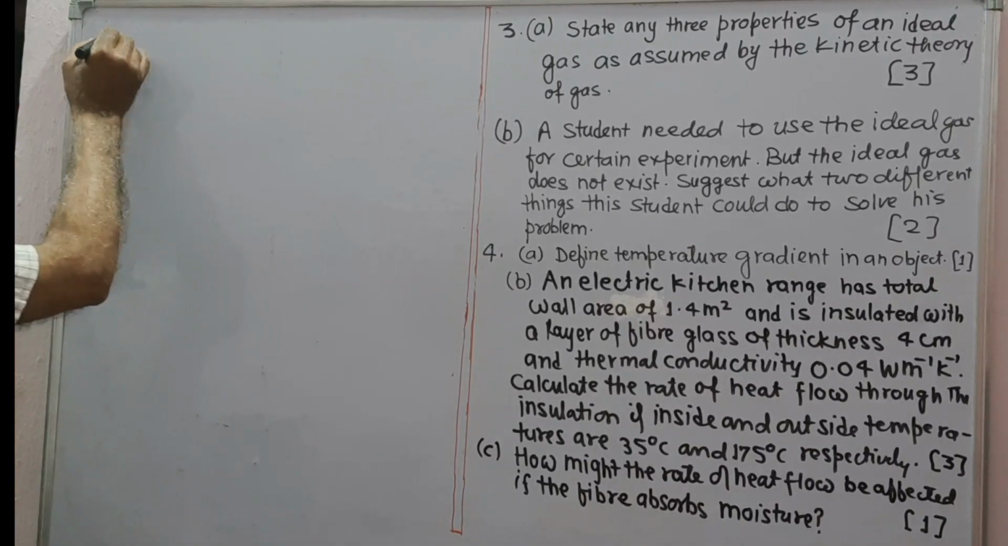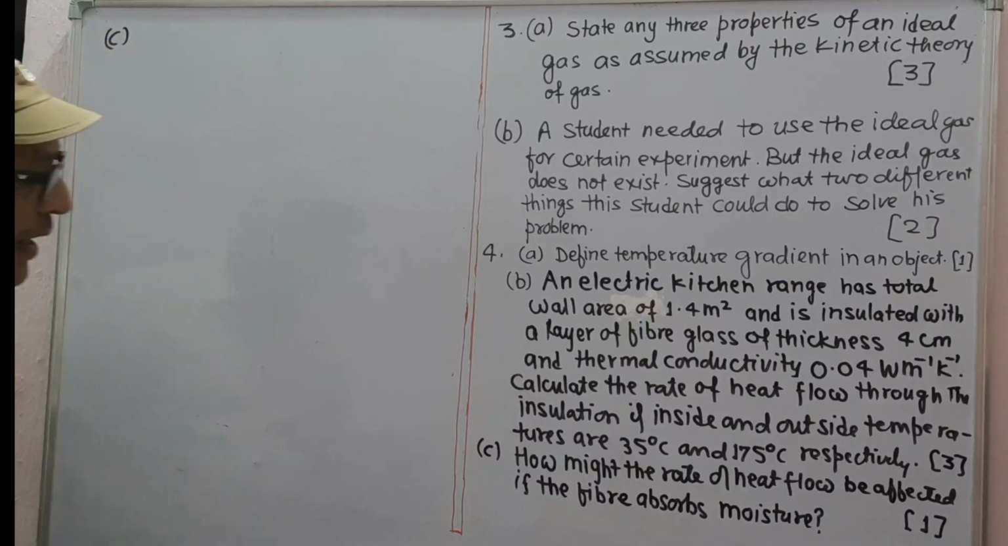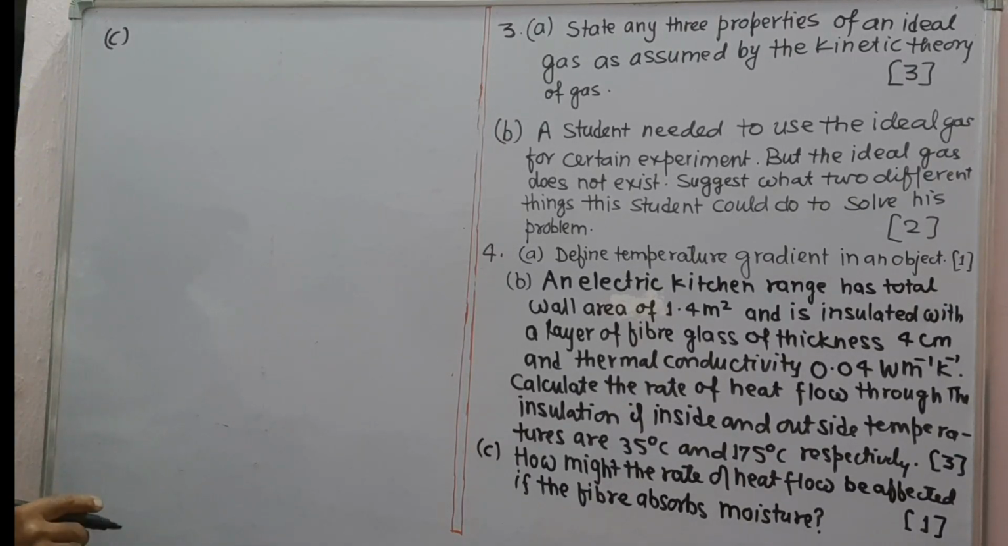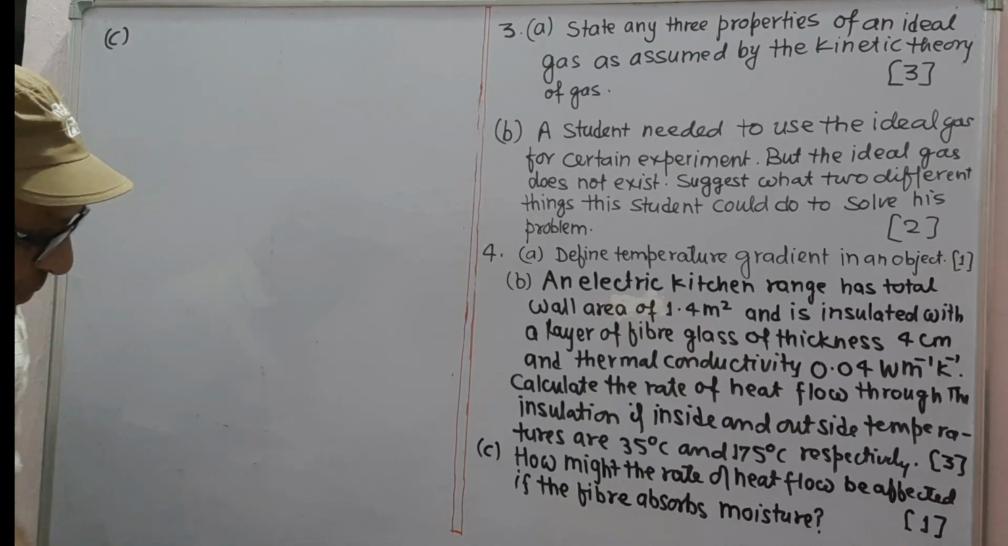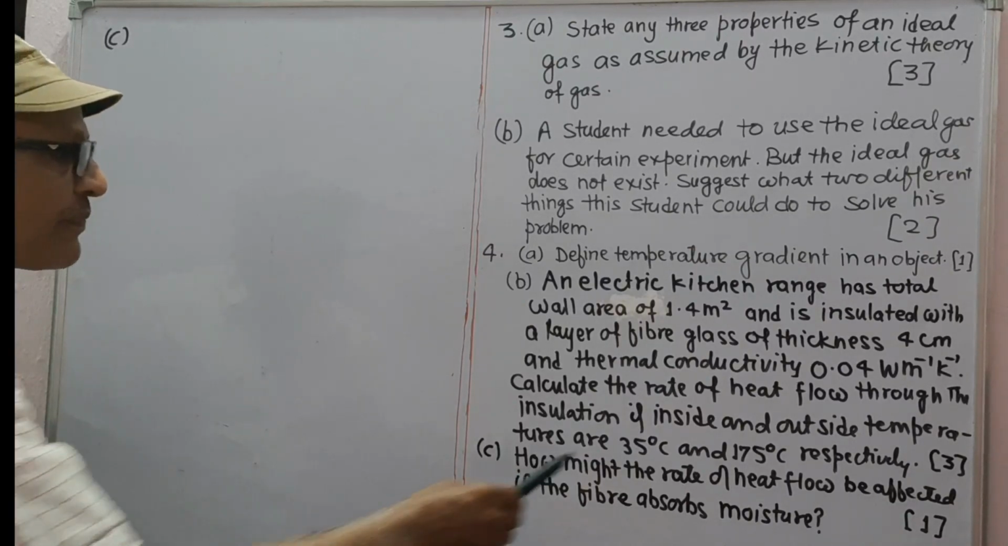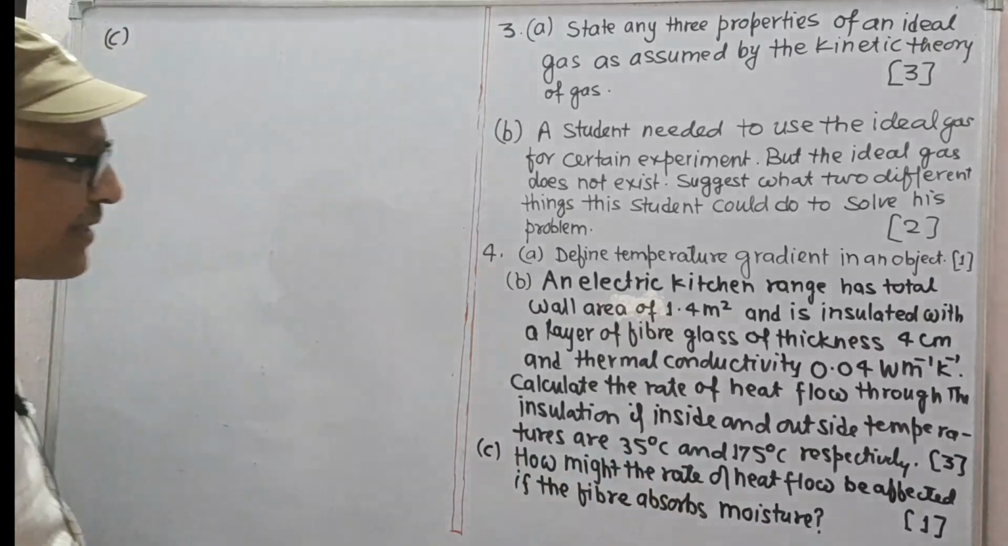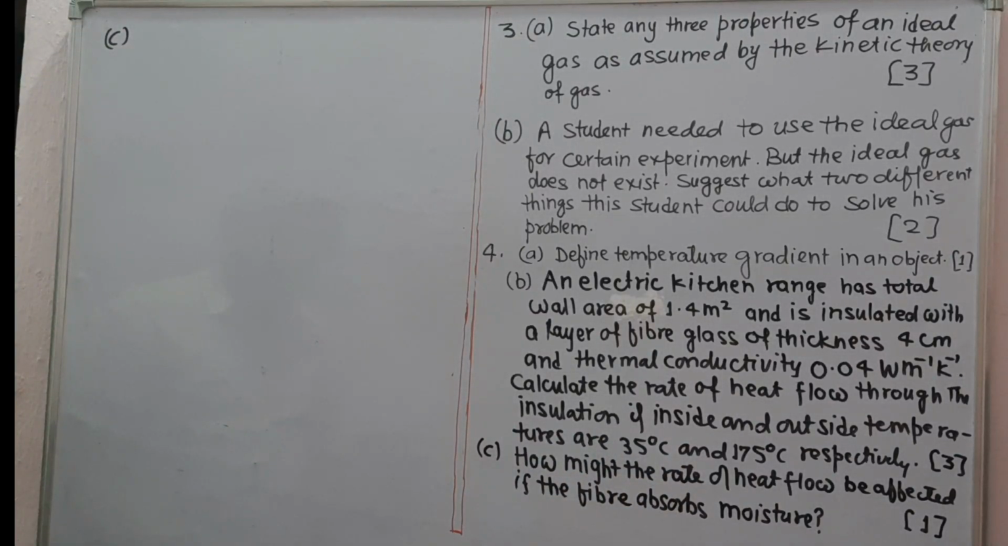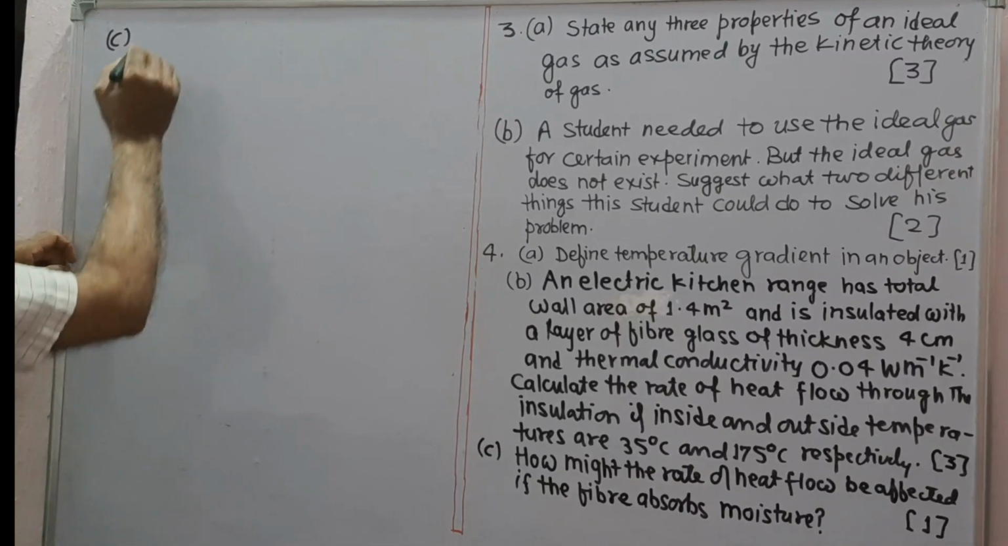C part. How might the rate of heat flow be affected if the fiber absorbs moisture? When the fiber absorbs moisture, its temperature will become less than, the outside temperature will become less than 35 degrees Celsius. Therefore, the difference between inside and outside temperature will be increased and rate of heat conduction will be increased.